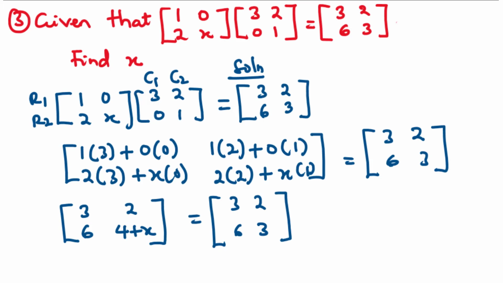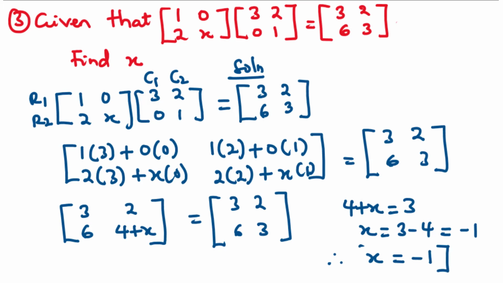Now, since the two matrices have the same number of rows and the same number of columns, we say that the two matrices are equal. Therefore, we can equate their corresponding entries. So to find the value of x, 4 + x is equal to 3. We transpose 4 to the right hand side so that we have 3 - 4, and that is equal to -1. Therefore, the value of x is equal to -1.